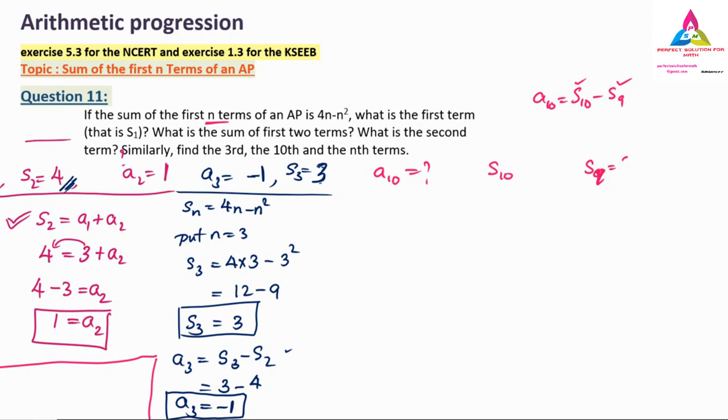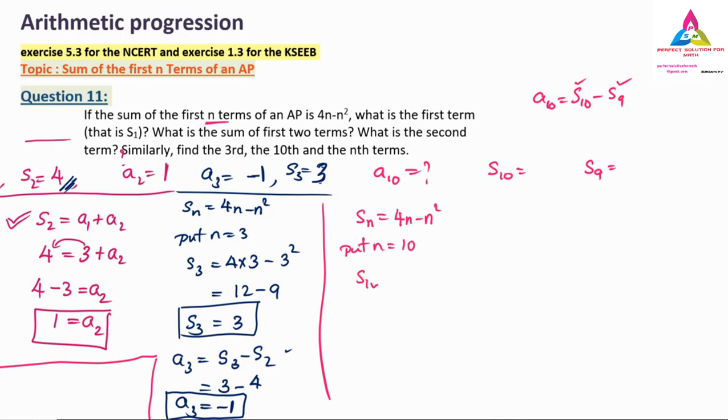So S9 is also required, and S10 we also have to find. These are the two things we now have to work out. First we will find S10. So what is S10? The formula we know, Sn is equal to 4n minus n squared. Now what you have to do is put n as 10.